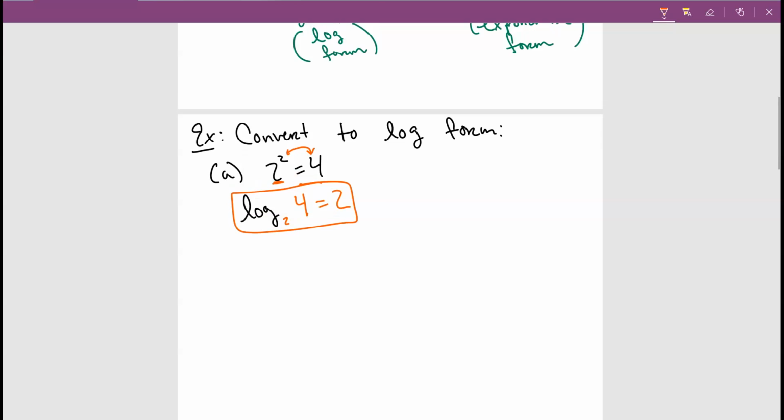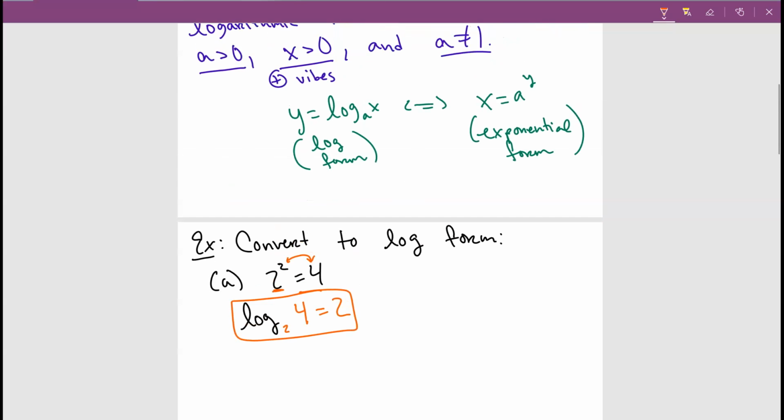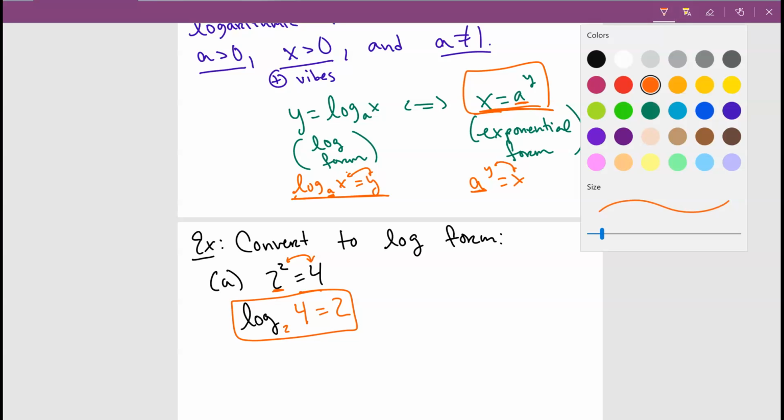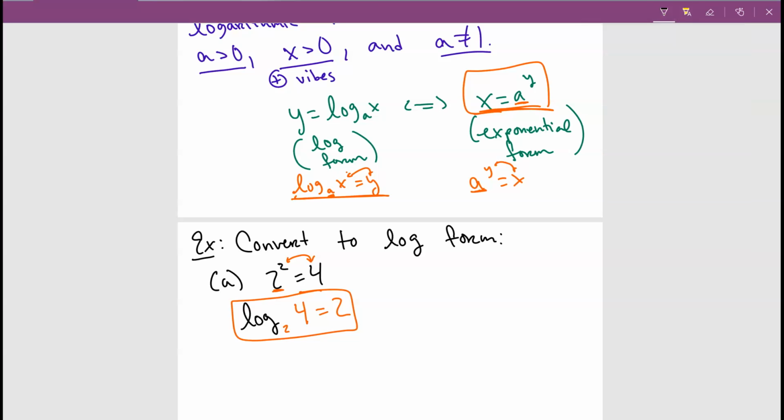Okay, because if you look here, the log form, let me write it like this. Log a x equals y. If you compare this thing to this thing, this particular a got really, really small. Let me write it here. This a got really, really small. Then the x and the y switch places. Okay? All right, let's do another one just to make sure.